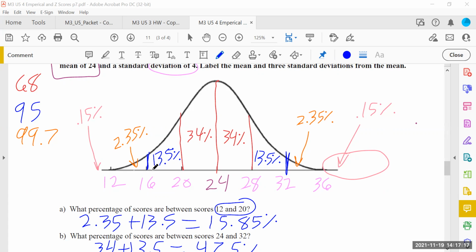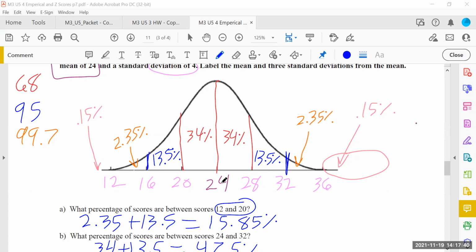1, 2, 16. That value is 2 standard deviations below the mean. Does that make sense to everybody? And if I said, what's 3 standard deviations above? 1, 2, 3, that'd be 36. Is everybody good there? That's just describing something in terms of standard deviations.